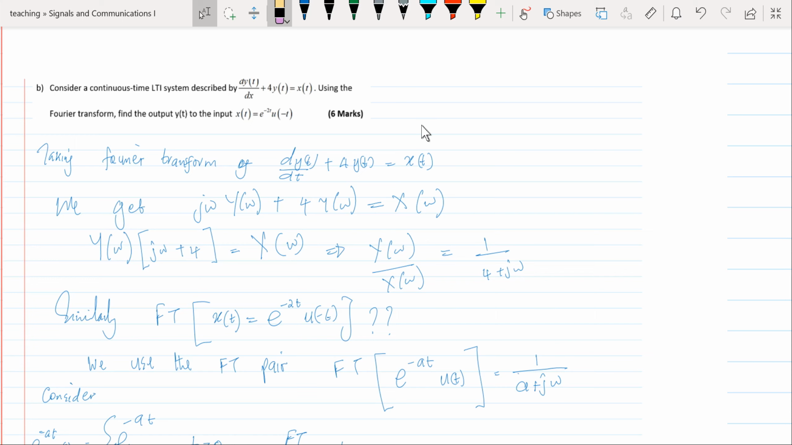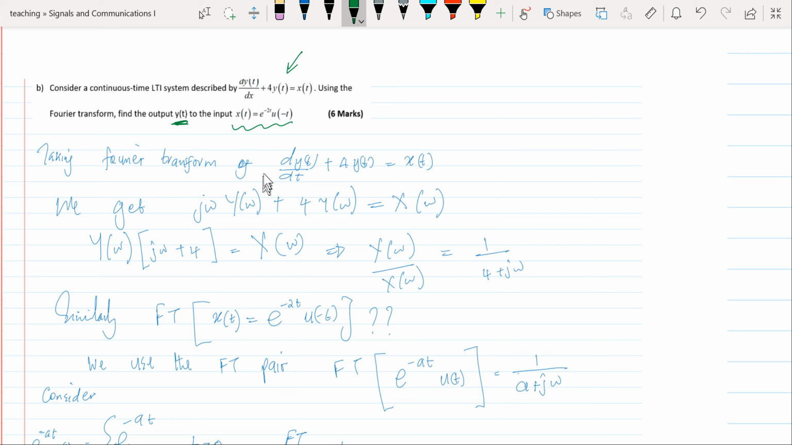You want to evaluate this question, and this question reads: consider a continuous time LTI system described by this equation, using the Fourier transform method. Consider this equation. Now, using the transform method, find the output y of t. So the problem you want to solve is to find the expression of y of t, given our input x of t is equal to e to the power of minus 2t u of minus t.